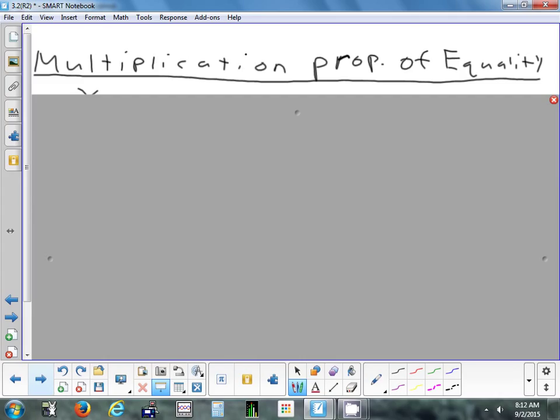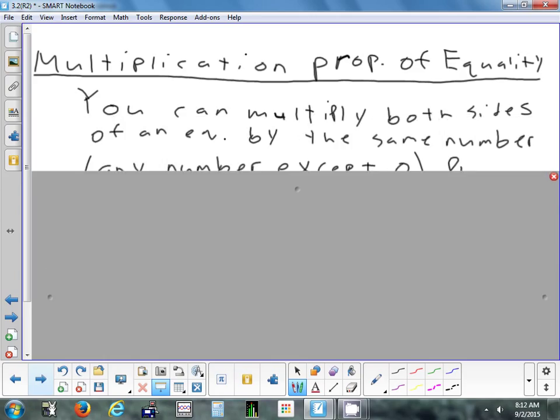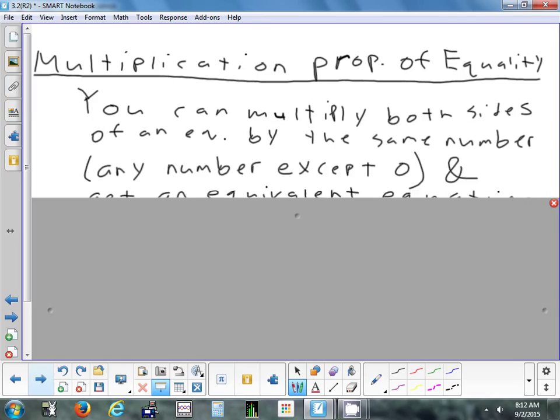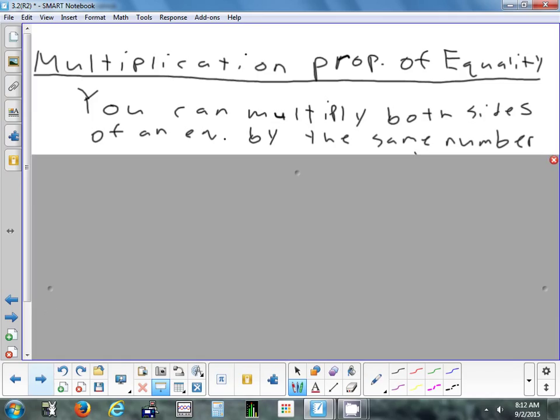What do you think this property is? You're allowed to do what? What do you think this property allows you to do? Just basically substitute that word in. Yeah, you can multiply both sides of an equation by the same number. Okay? And Mr. Wright, they're just listening to this part, right? Yeah, I'm just listening to that, guys. I'm not writing anything down yet. You are allowed to multiply both sides of the equation by the same number.